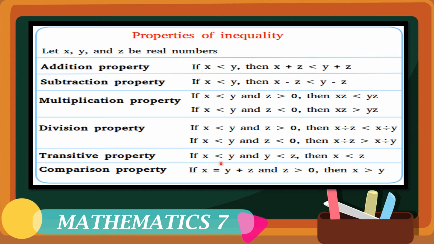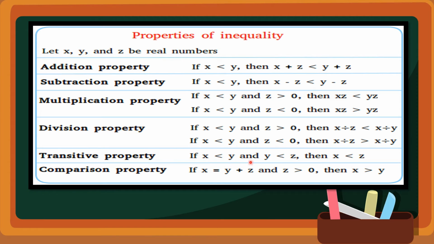If x is less than y and y is less than z, then x is less than z. Comparison property. If x is equal to y plus z and z is greater than 0, then x is greater than y.